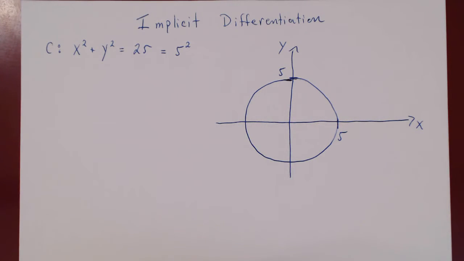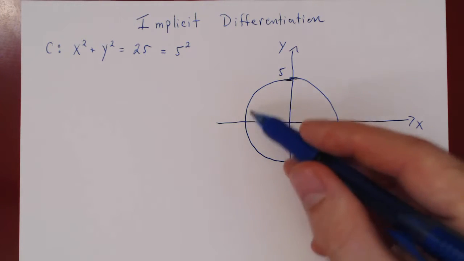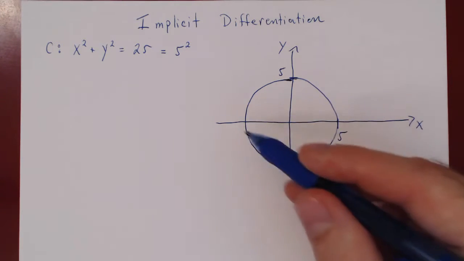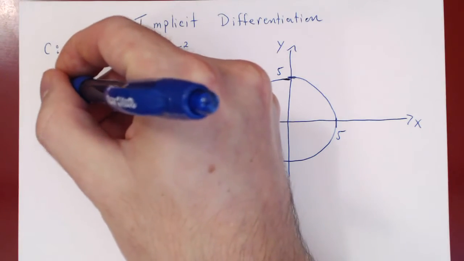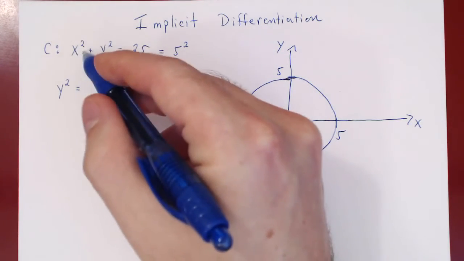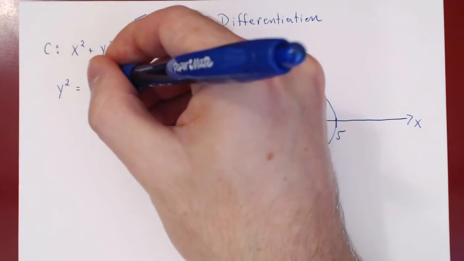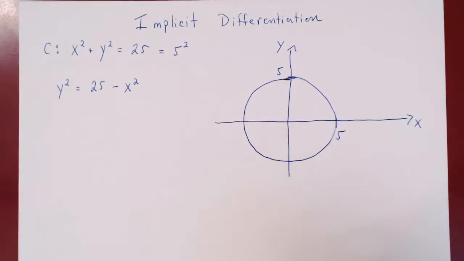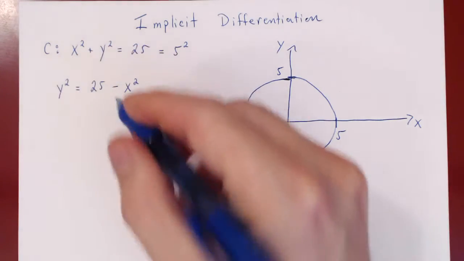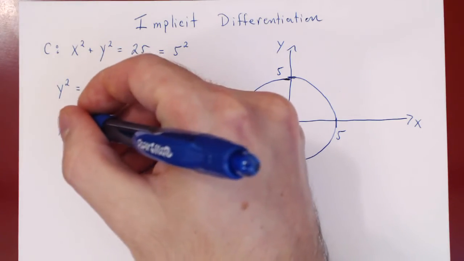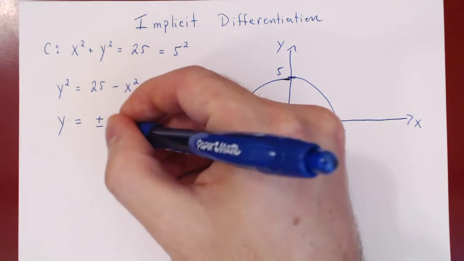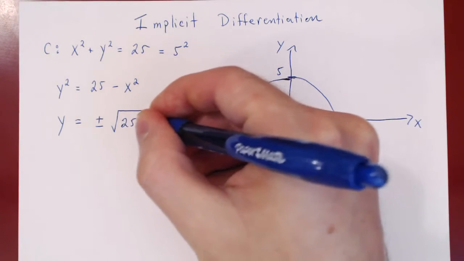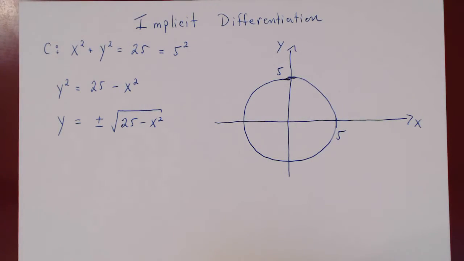Let's cheat here. Let's try to find a way to solve for y and see how many curves, how many functions, are building this curve. So let's try to isolate y here. If we do, then we'll have y squared equals, subtract x squared on both sides, 25 minus x squared. And here be careful, if y squared equals this, then y will be, because once you square something you kill negative signs, plus or minus the square root of 25 minus x squared. And you see we have two functions.